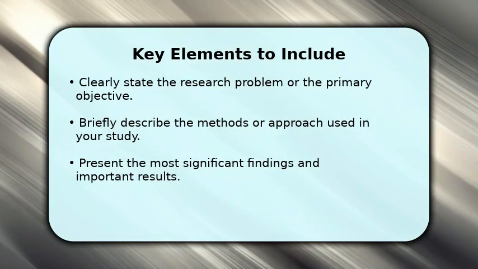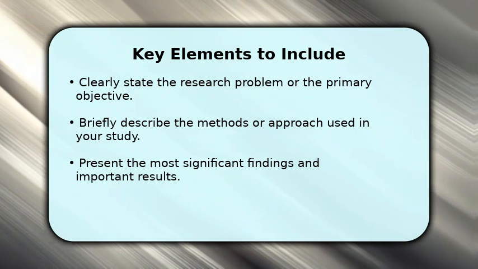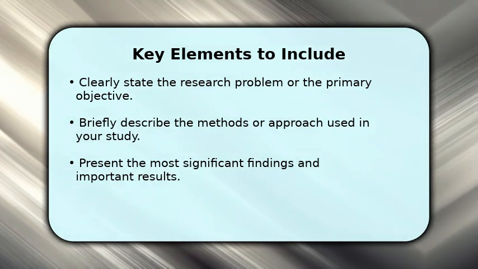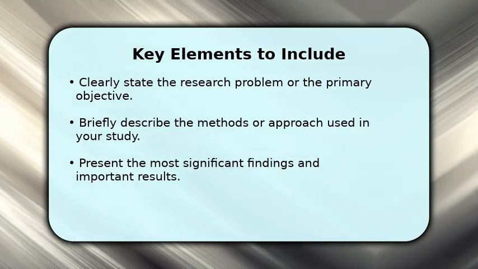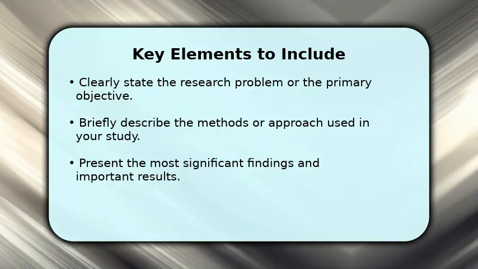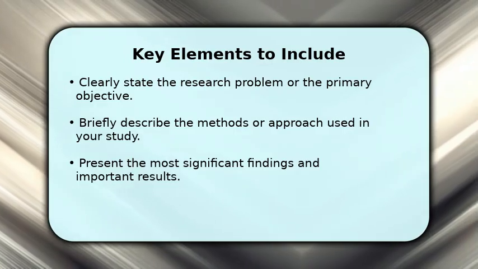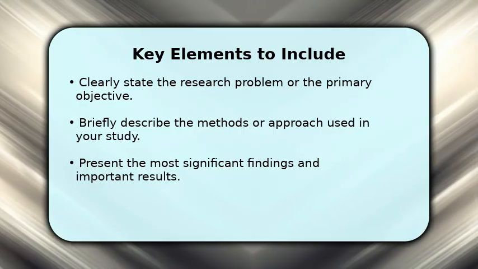When crafting your executive summary, ensure you include several essential elements. Start by clearly stating the research problem or objective, setting the stage for your work. Then, briefly describe your methodology, perhaps in 1 or 2 sentences, to provide context. Crucially, present your most significant findings and results, followed by actionable conclusions and practical recommendations.